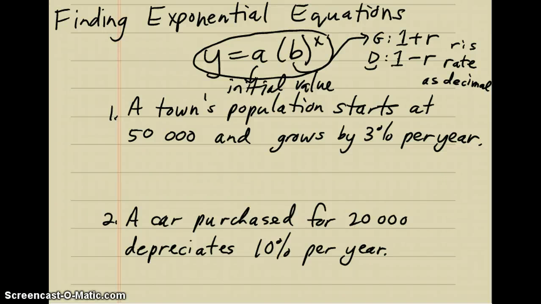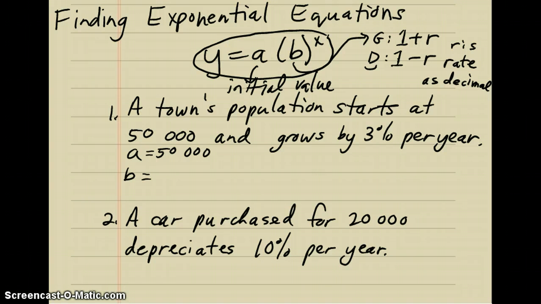Here we go. A town's population starts at 50,000 and grows by 3% per year. So you need to know a and b. You do not need to know y and x because those are going to be part of our equation. A is the initial value, starts at 50,000, and b is, in this case, the growth rate.